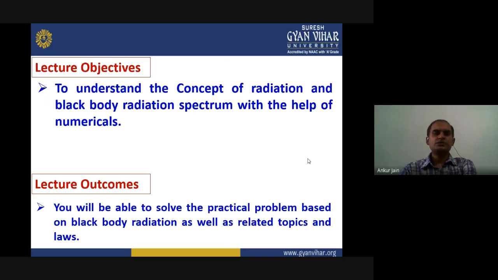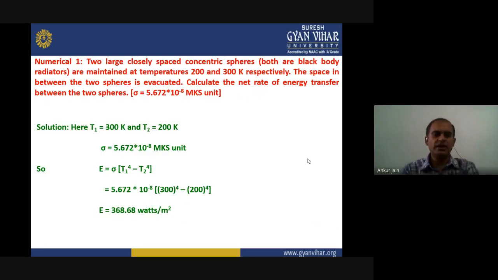Okay, so let us start with numerical number one, which says: two large closely spaced concentric spheres, both considered as black body radiators, are maintained at temperatures 200 and 300 Kelvin respectively. The space in between the two spheres is evacuated. Calculate the net rate of energy transfer between the two spheres. The given value of sigma is 5.672 into 10 to the power minus 8 in MKS unit.